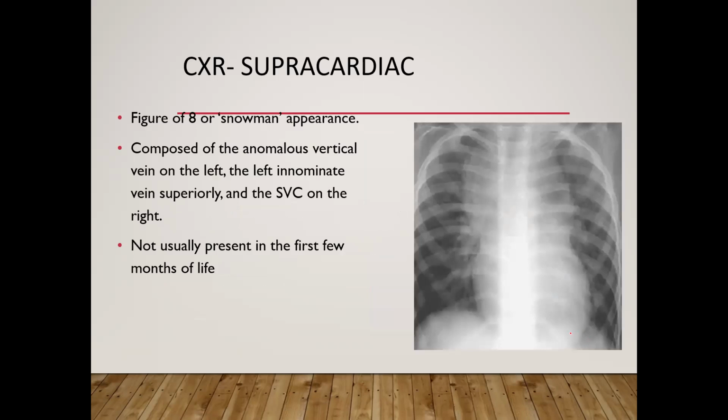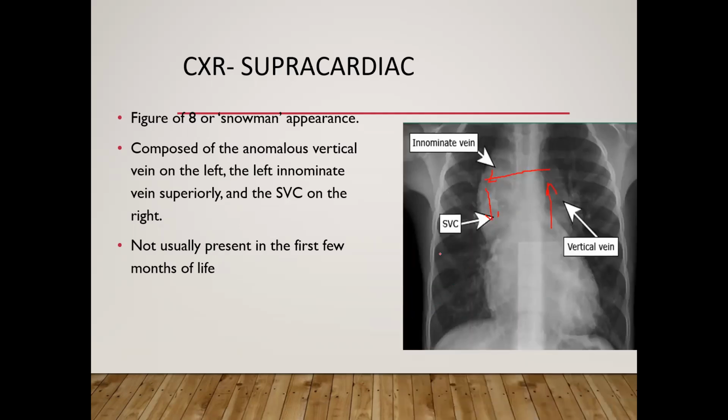Chest X-ray: there are two different X-rays, one without obstruction and one with obstruction. This is the figure of 8 or snowman appearance, which is composed of the anomalous vertical vein on the left with the left innominate vein superiorly, and the dilated SVC on the right. It is not usually present in the first few months of life. This is a later finding.